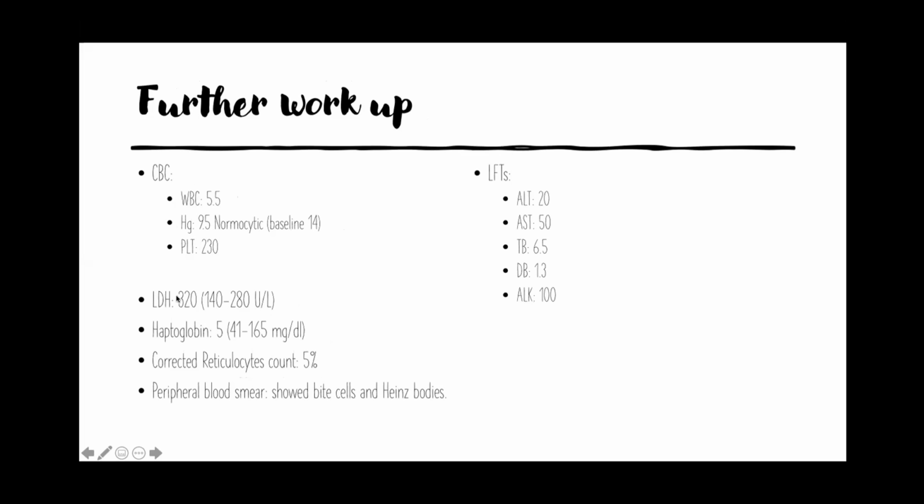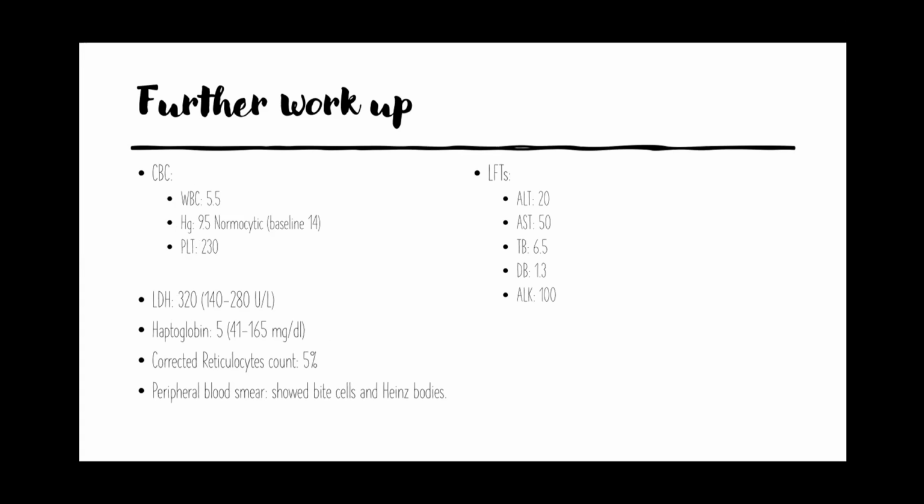White count and platelets were normal. LDH was elevated. Haptoglobin low. And corrected reticulocyte was high, with peripheral blood smear showing white cells and Heinz bodies. And as you mentioned, he might be G6PD deficient because of the peripheral blood smear, but sometimes when we do labs for G6PD during the acute hemolytic episode, it would be normal. So we can wait 2 to 3 months to do it.